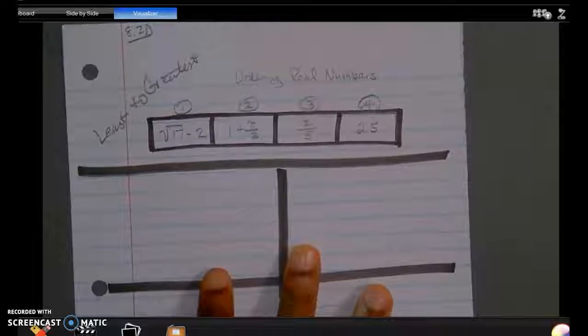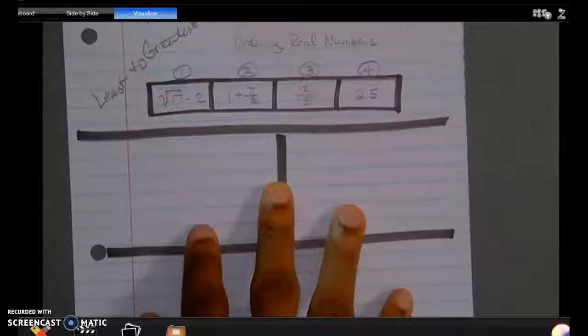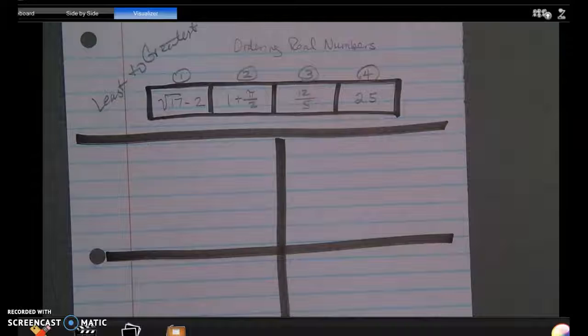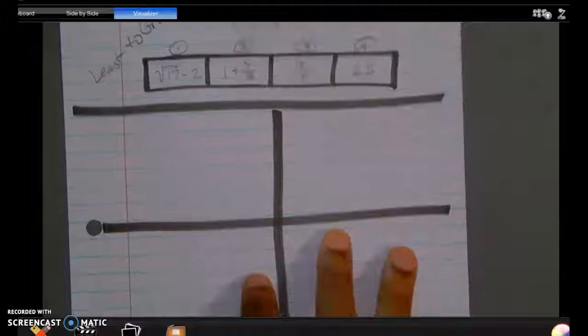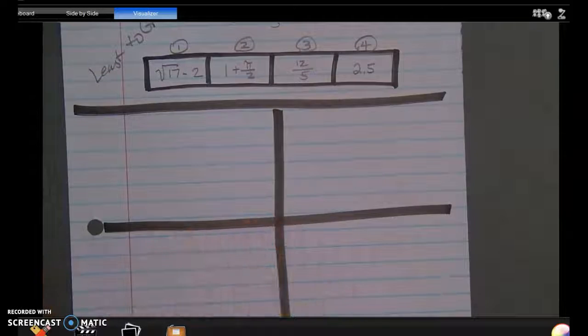Now, the numbers that I want to go ahead and put in order are the square root of 17 minus 2, 1 plus pi over 2, 12 over 5, and 2.5. Certain ones of these numbers we actually have been dealing with. So for instance, 2.5 is a definite number. We don't really have to do much with it. 12 over 5, we can convert to a decimal, and we can approximate this one perfectly as a decimal. There's another way to do that.